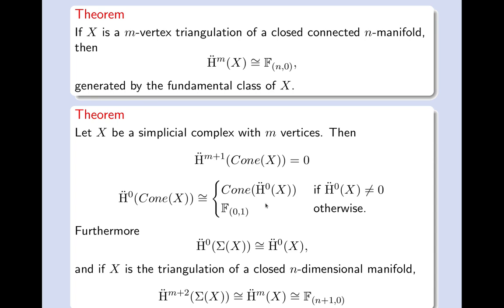For suspension instead, the Überhomology in degree 0 is unchanged, so it's the same as the Überhomology of the initial simplicial complex. And in the case where, again, X is, for example, a triangulation of a closed manifold, then the Überhomology in the top degree for the suspension, so m plus 2, coincides with the Überhomology in degree m, which again, from this result we know is the fundamental class of X, only we have this slight shift in the degree here.